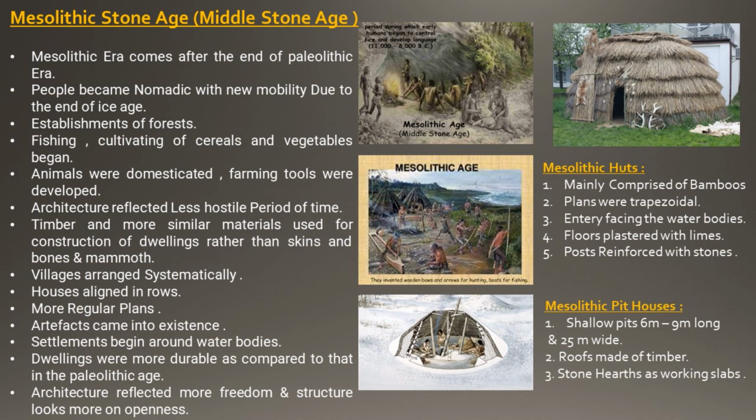Two types of Mesolithic Stone Age houses are the hut and the pit house. Huts mainly comprise bamboo and the plan is trapezoidal. Huts face water bodies, with lime plaster floors and posts reinforced with stones, whereas pit houses have a shallow pit about 6 to 9 meters by 25 meters wide, with a roof made of timber and stone slabs.